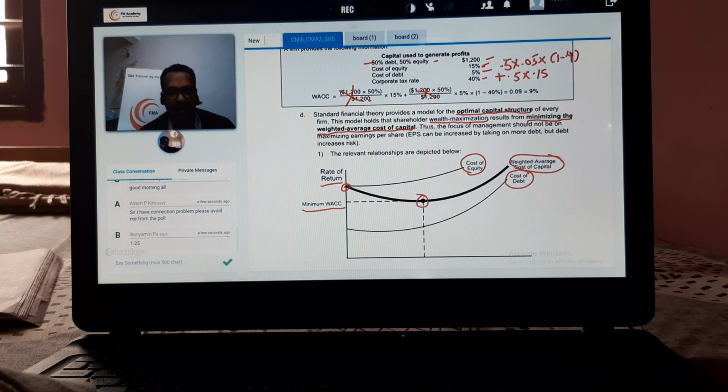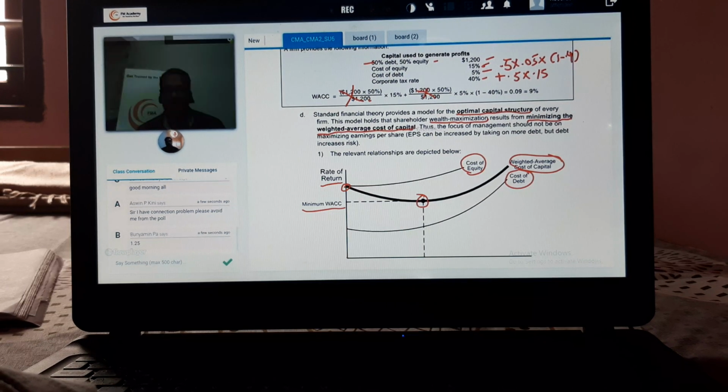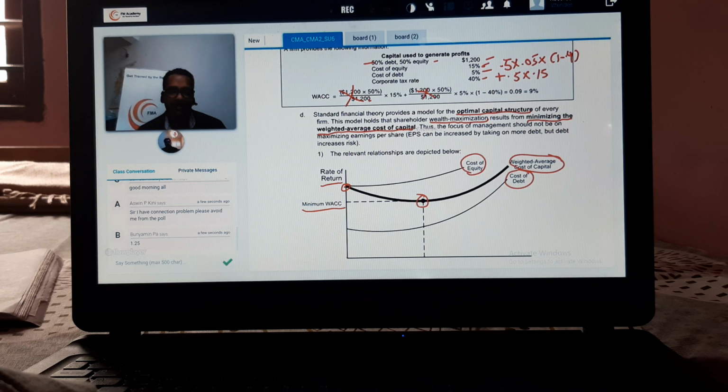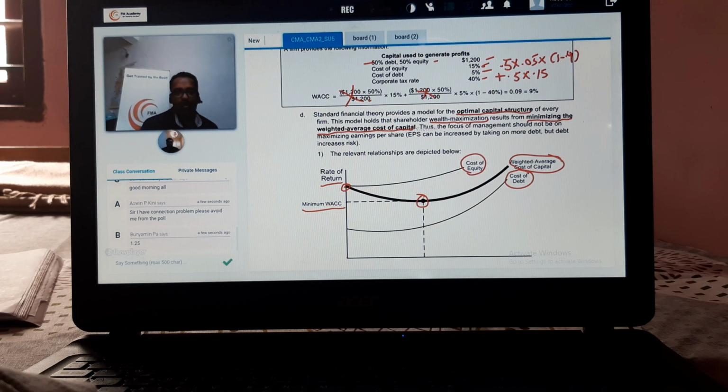So what is the WACC? What is optimal capital structure? The optimal capital structure is a particular mix of debt and equity which gives the minimum WACC. At minimum WACC, you are maximizing the shareholder value. The value of the firm will be the maximum.